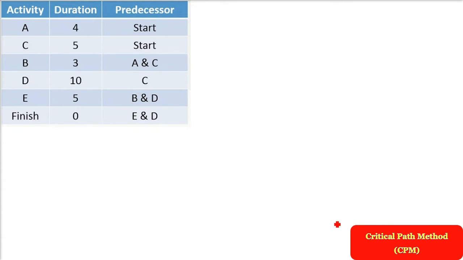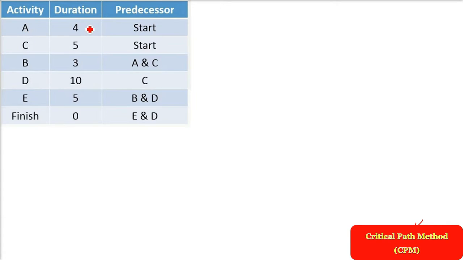Critical path method, or CPM. This is almost like PERT. There are certain differences. The difference is that here we talk about the critical path. This is deterministic, and in PERT, if you remember, we used to give 3 values for the duration.